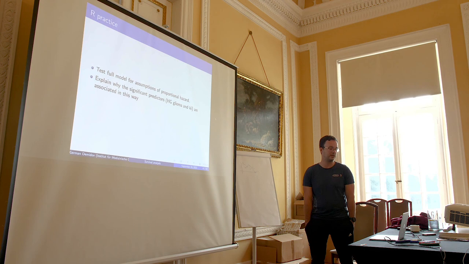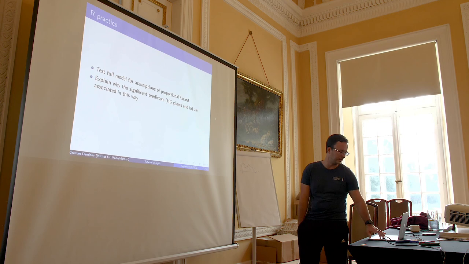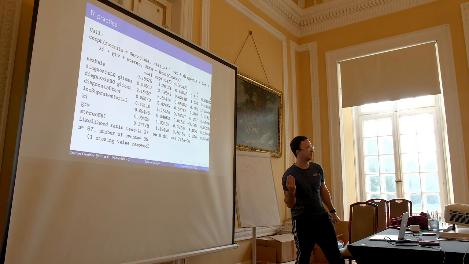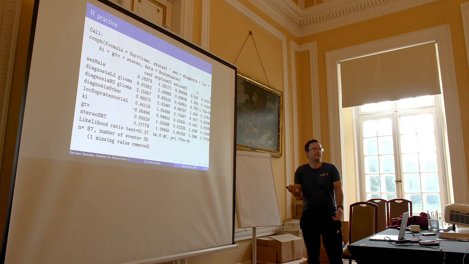And explain, this is not a difficult task now. Can you explain why high-grade glioma and the Karnofsky index are affecting in this way? Why is an increase in Karnofsky index reducing the chances of the patient to die? It's not a statistical task. You'll find on Wikipedia what the Karnofsky index is and why, when it grows, the patient has less chance to die.